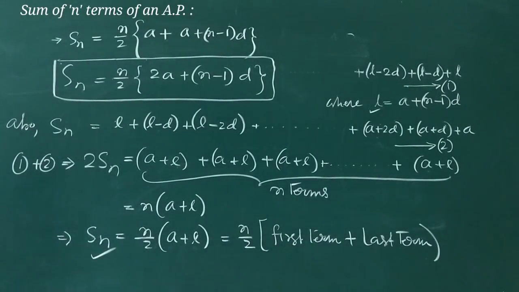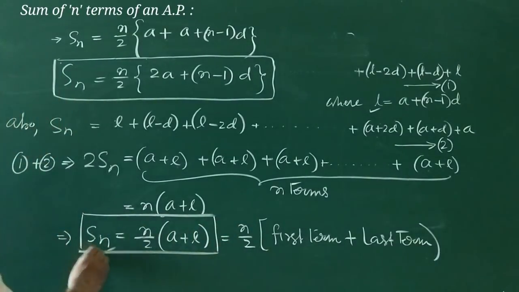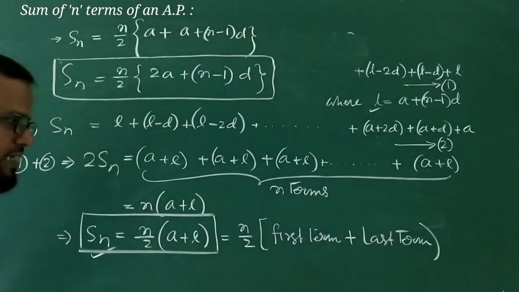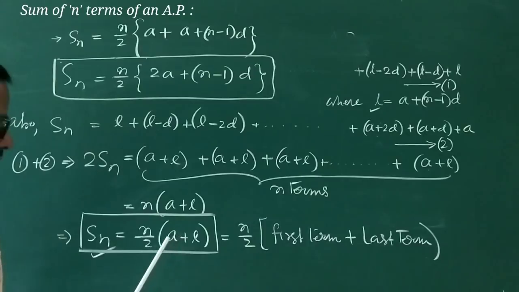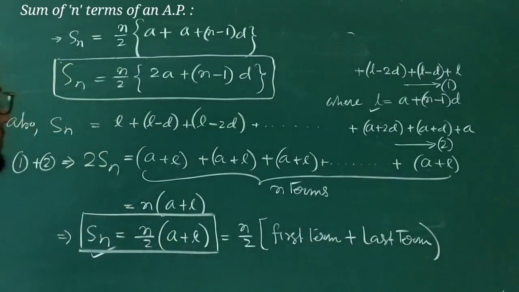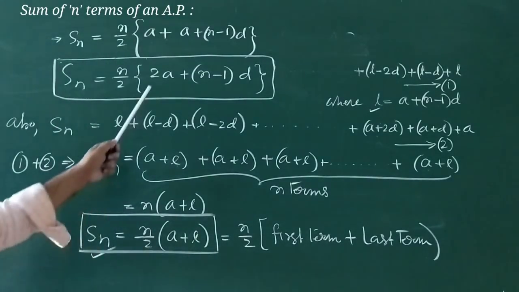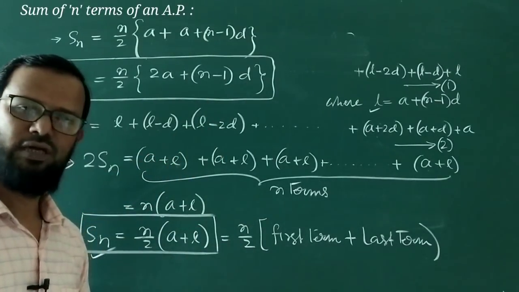This is one particular formula, an important one for you: first term plus last term, or you can use this one. I am writing first term and last term so that you understand what L actually is. Sometimes you write A plus L, you have to mention what L is. L is the last term. And whenever you are going to find the sum of n terms, when you know the first term as well as the common difference, then you can find the sum of n terms.